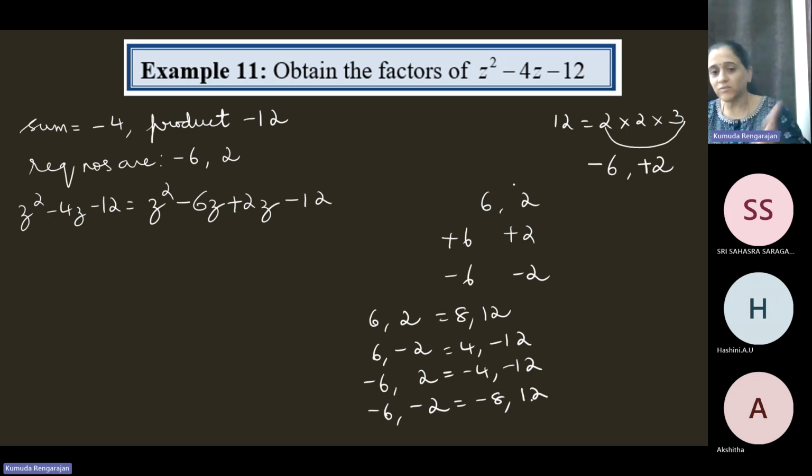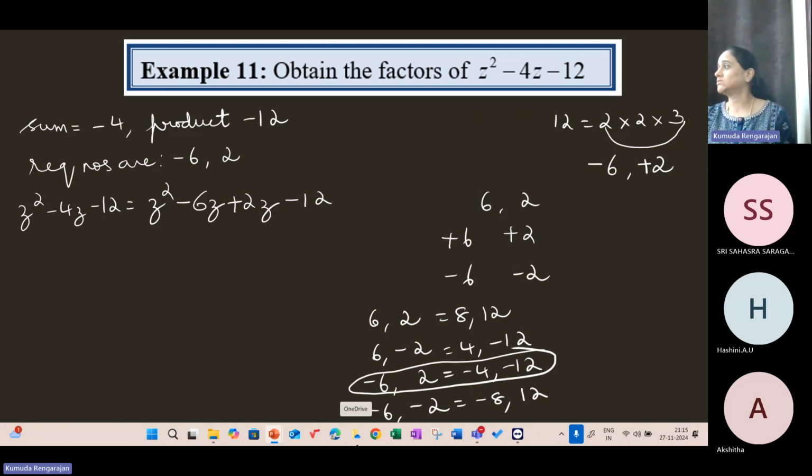See, the product changes for each. Now you are looking for -6 and +2. Oh, sorry. Yeah, you're looking for -4 and -12. Sorry, you're looking for -4 and -12. It's -6 and +2.